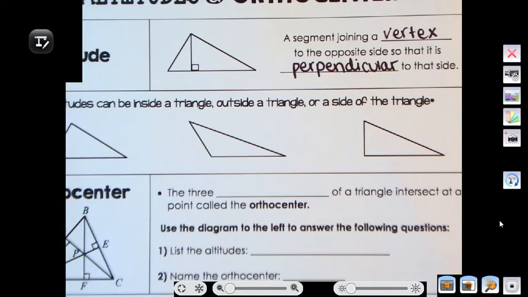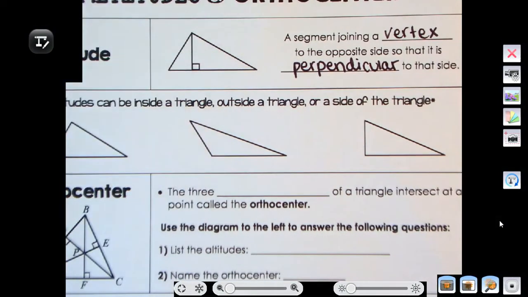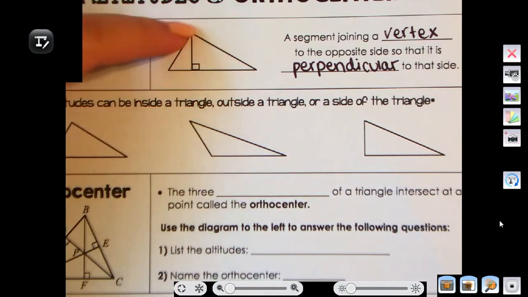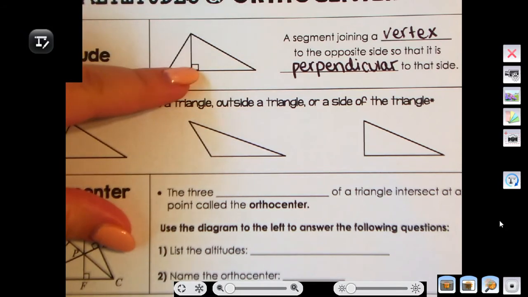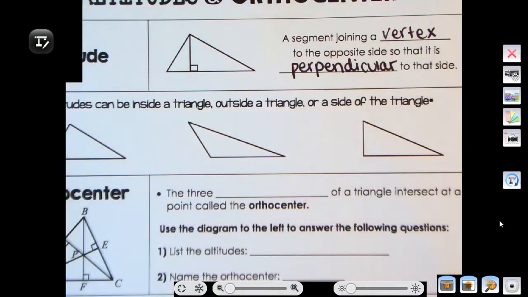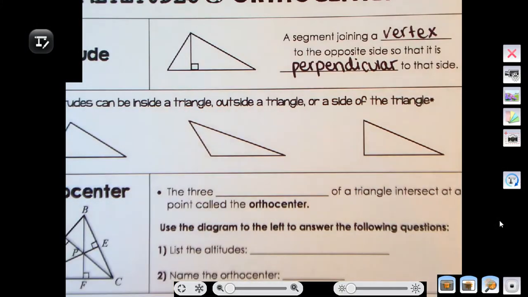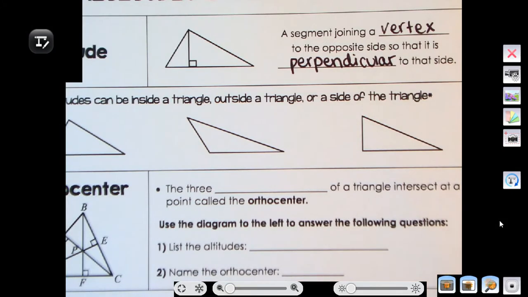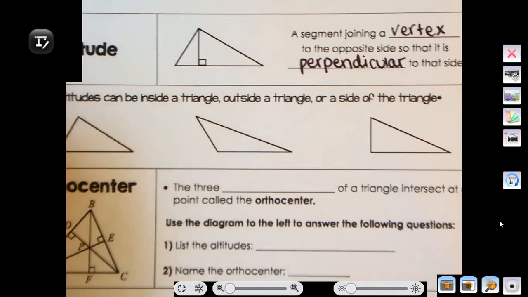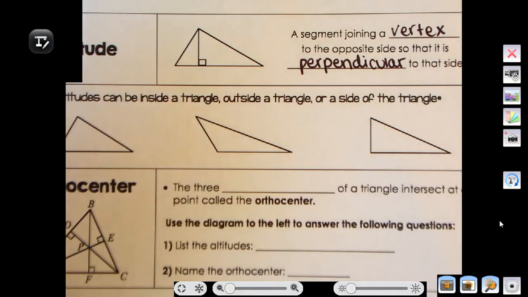Okay, and so this right here is an altitude. It goes from the vertex to the opposite side, and it's perpendicular to that side, so it creates a 90-degree angle. With an altitude, they can be inside a triangle, outside of a triangle, or even a side of a triangle. So that's a little bit different. Meaning it can actually be a part of the triangle, not necessarily a line that's just drawn inside the triangle. So we're going to show you that here on these.